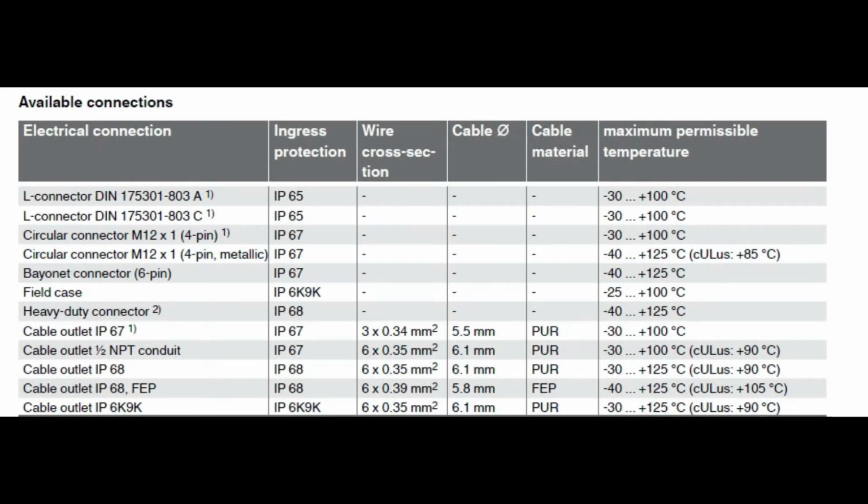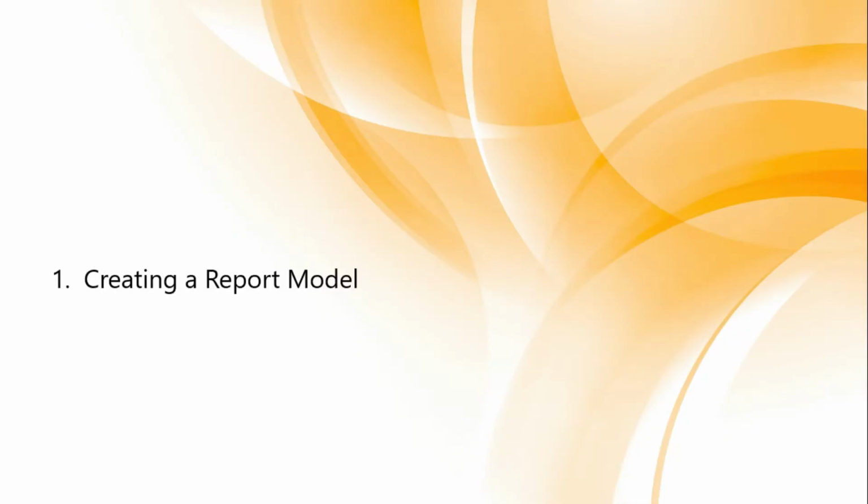Here we have a sample data produced by an electronic pressure transmitter. The data comprises the available connections that the transmitter has. We want to extract all of this data in a tabular format and export the output to an Excel sheet. We will perform this task in two steps. For the first step, we need to create a report model.